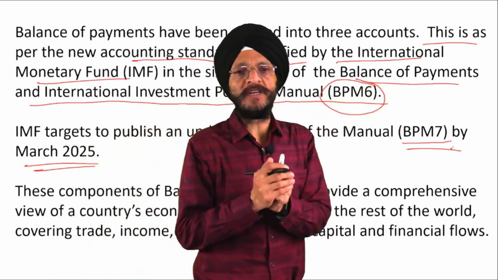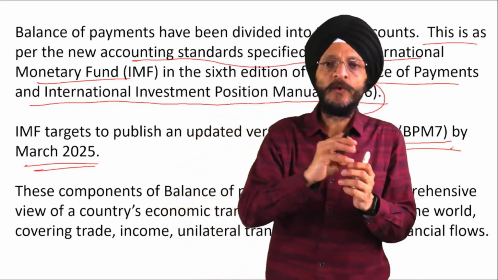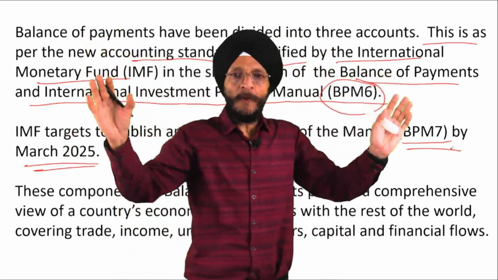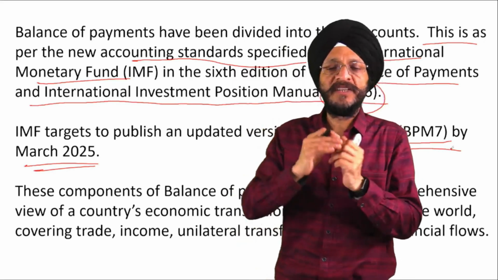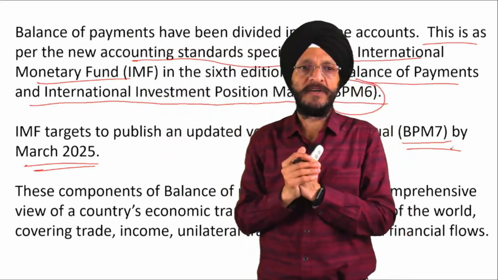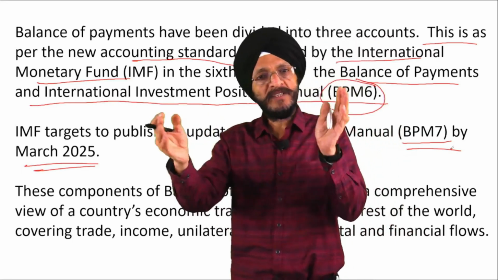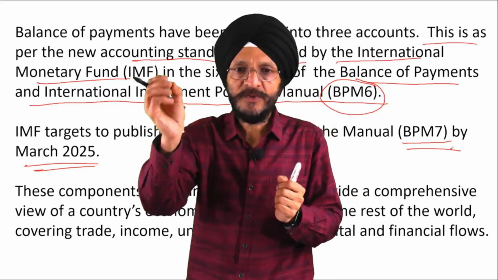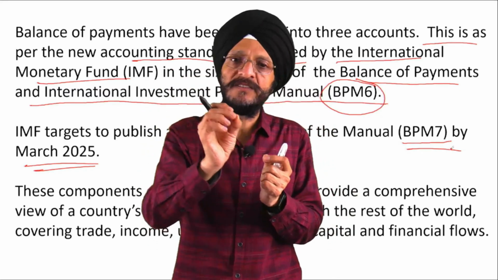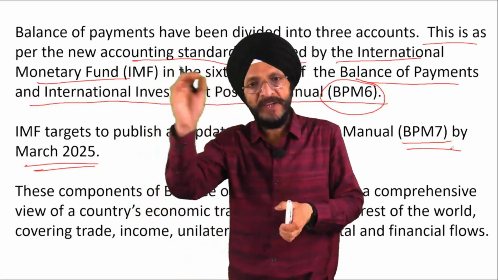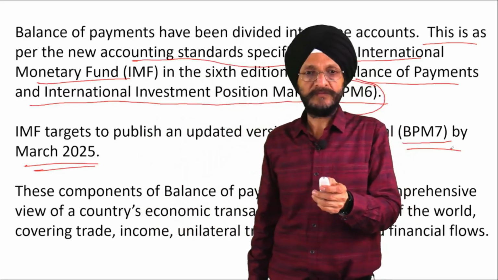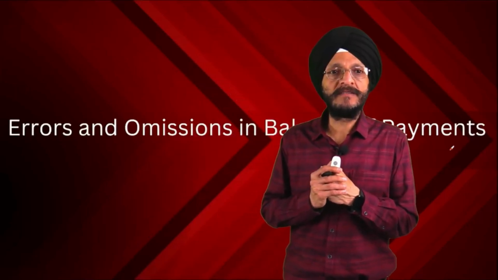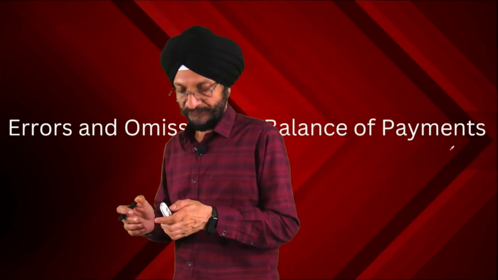Now all these components, whether it is current account, capital account or financial account, they provide a comprehensive view of the country's economic transactions with the rest of the world. It covers export and import of goods and services. It covers unilateral transfers, that is the current transfers, capital transfers, and financial flows. Now the topic before us is errors and omissions in balance of payments.